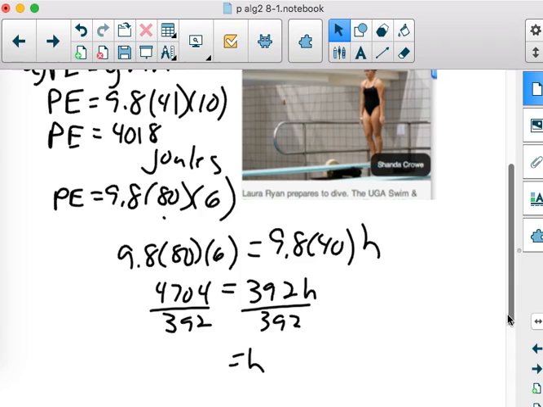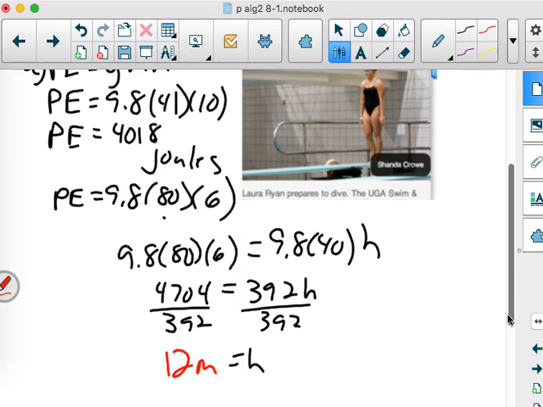But no, now come on. What's the only one we divide for? That's it. The rest of them are multiplication. So how high? 12 meters. So part B says, did you really need to do all the math on this?